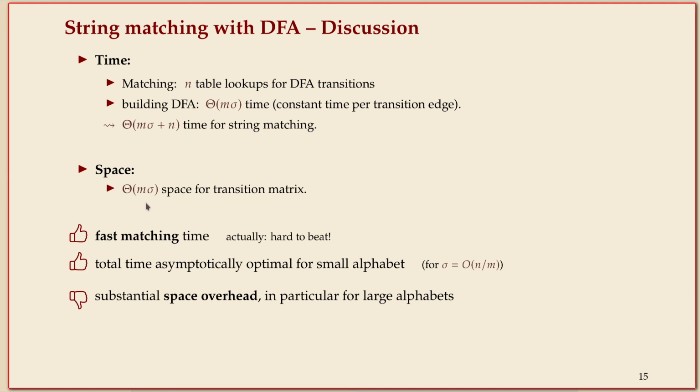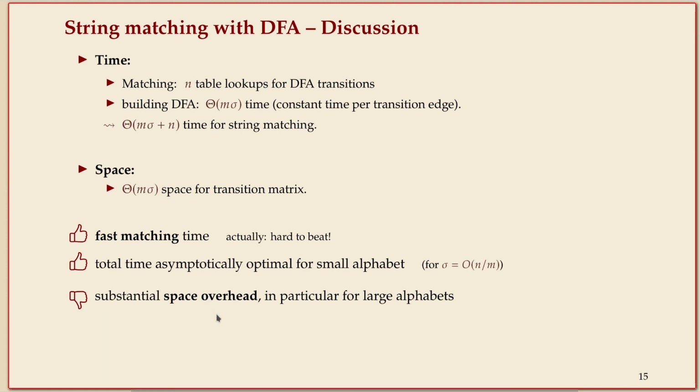The space is what you need for this transition table of the automaton. So again, you need one entry for each arc. M times sigma is the number of arcs. So that's roughly the space you need for executing this algorithm. In terms of the time, this is actually really hard to beat for the matching part, because you do one table lookup for each character in the text. And at least if the alphabet is small, this is also the best possible total time.